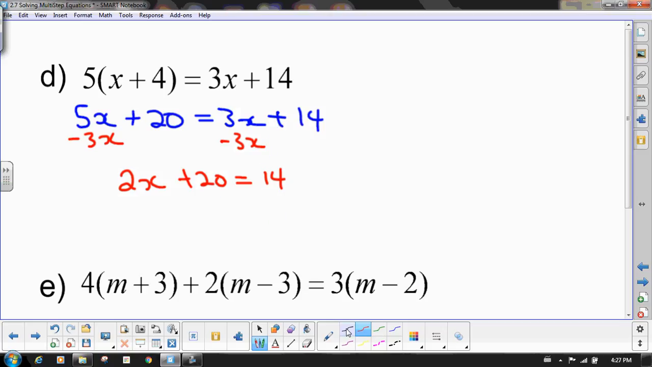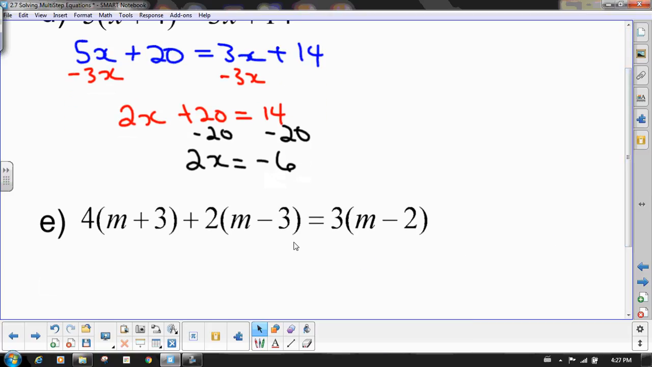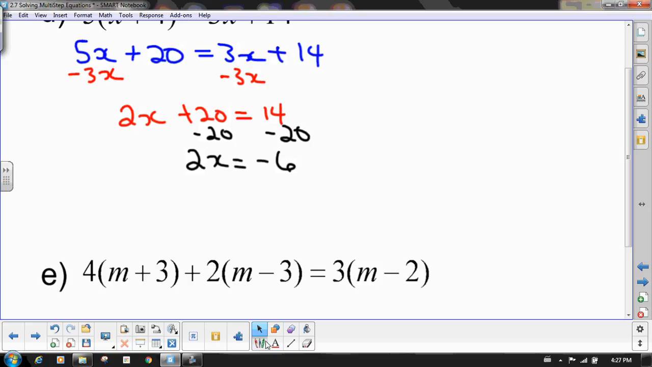So now I'm going to subtract 20 because that's preventing the 2x from being by itself. And just like lifting weights, what I do to one arm, I'm going to do to the other. So I have 2x is going to equal negative 6 because 14 take away 20 is negative 6. I have one last step here. So I'm going to divide both sides by 2, and then that will give me my final value of x. Oops, not 2. 6 divided by 2 isn't 2. 6 divided by 2 is 3.